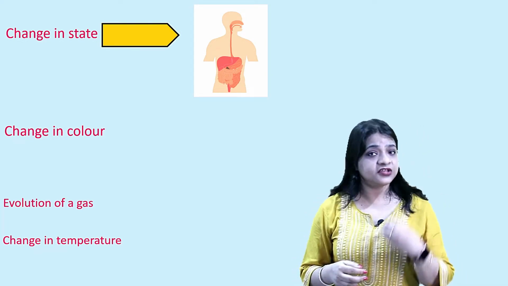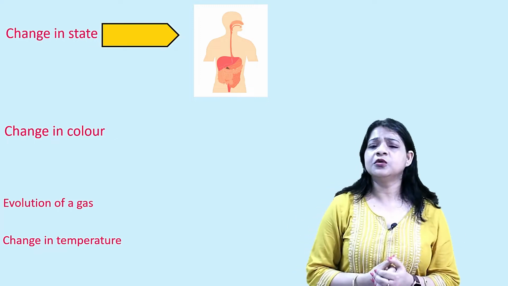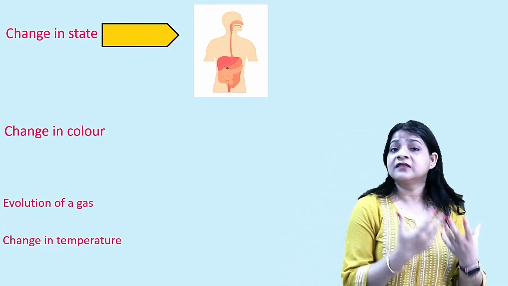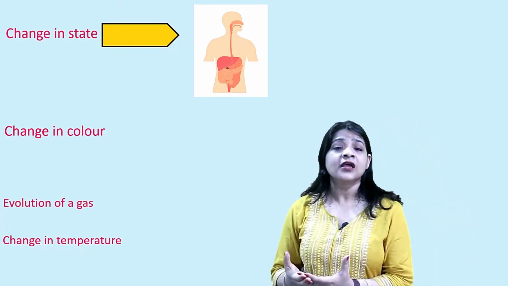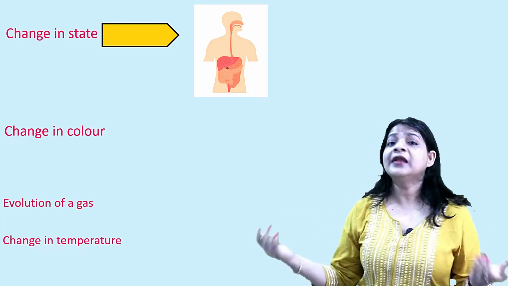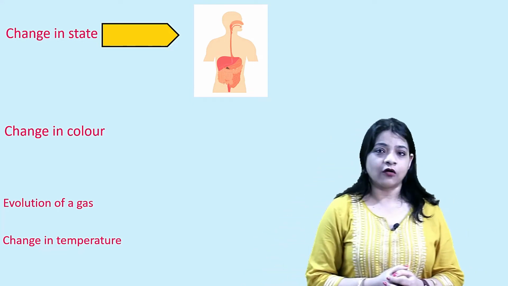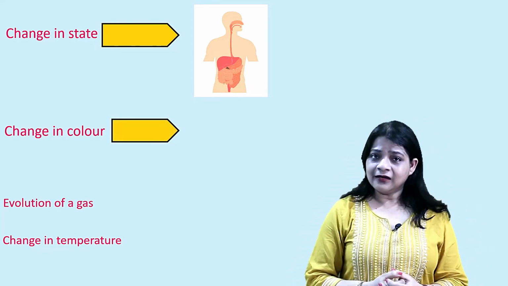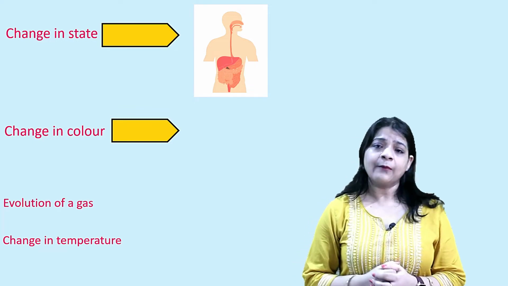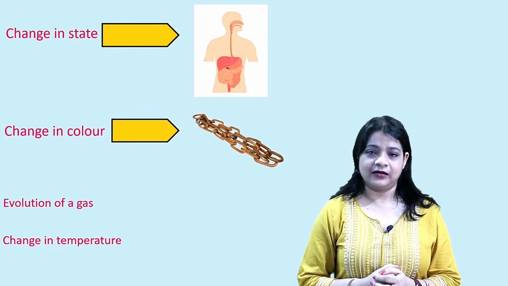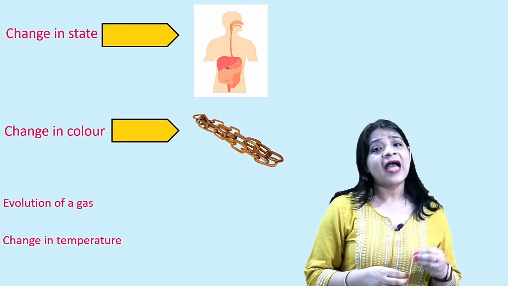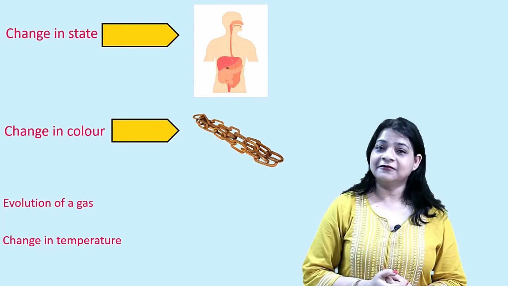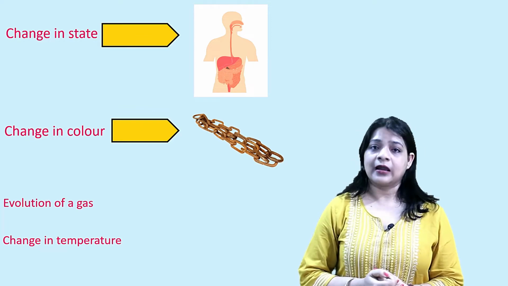So when we consume food, we consume food in the form of solid. So this food with the help of various enzymes gets transformed into simpler substance which may lead to a change in state of the food. Now, when we talk about change in color, let's consider the famous case that is rusting of iron. So, the grayish black color of iron due to chemical reaction gets converted into reddish brown color.